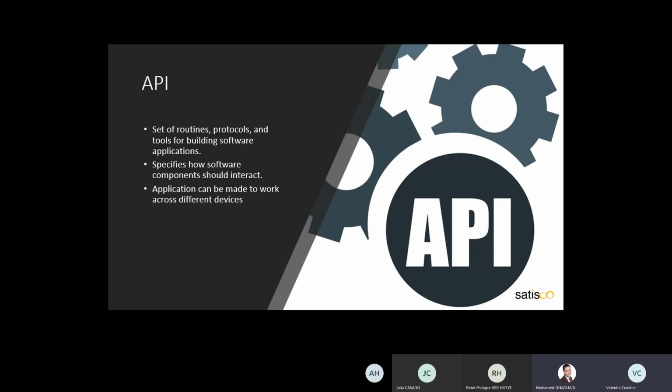So the API, what is it? An application program interface. It's a set of routines, protocols, and tools for building software applications. Basically, an API specifies how software components should interact, and it is made to work across different devices. So, just to remember.